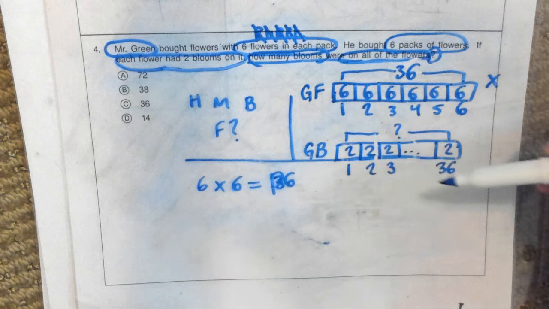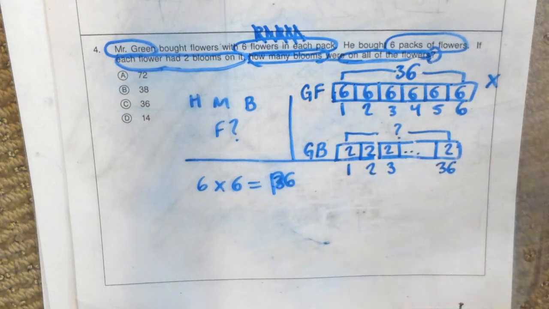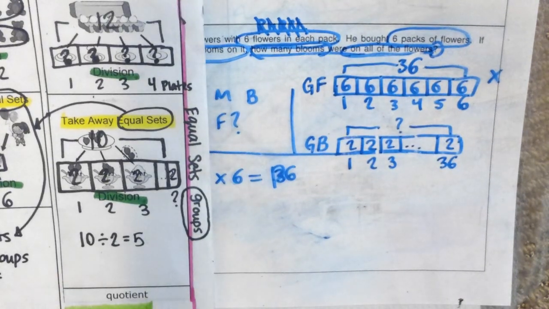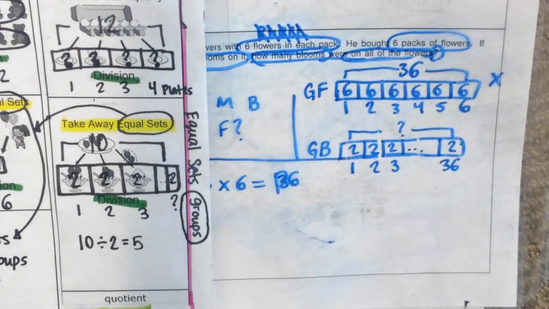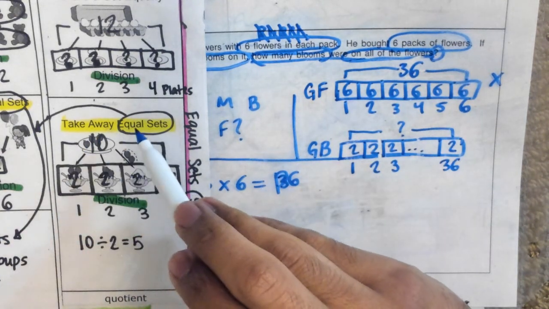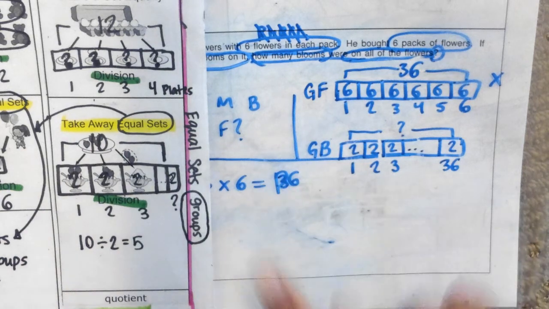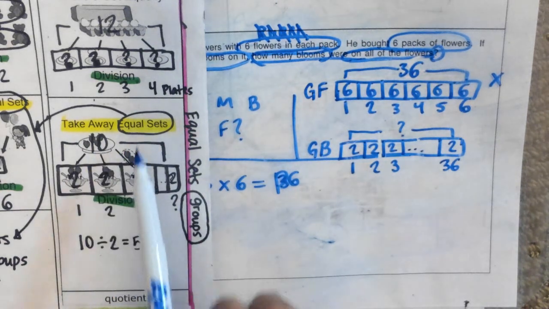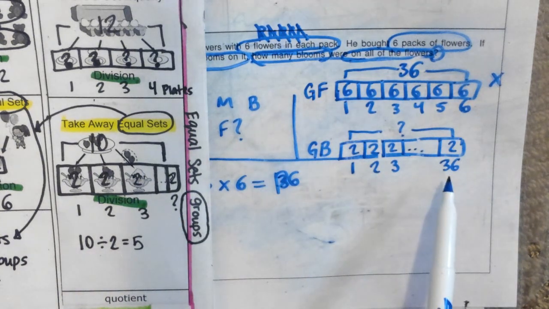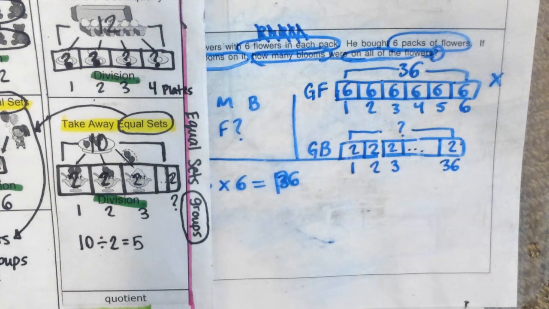So let's match up our strip diagram with something on our action poster. If you take a look, I don't want you to be confused. I know we've been working out a lot of division problems, and I know that whenever you see the ... usually it means take away equal sets. But this time, it doesn't. The reason why is because in take away equal sets, you don't know your number of groups. But this time, we do. We know that there are 36 flowers, so don't get tricked.